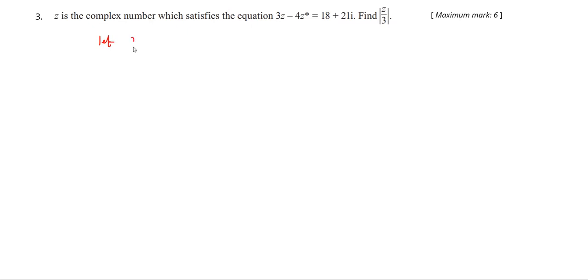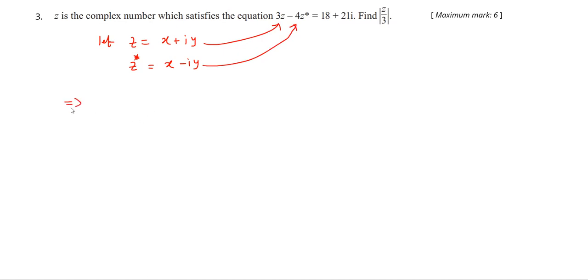let z is equal to, we know that generally a complex number is written as x plus iy. Let's take z is equal to x plus iy, then z conjugate will be x minus iy. If any complex number is x plus iy, then its conjugate is x minus iy. Therefore, substitute these two values in this equation. So in place of z it goes here, in place of its conjugate it goes here.